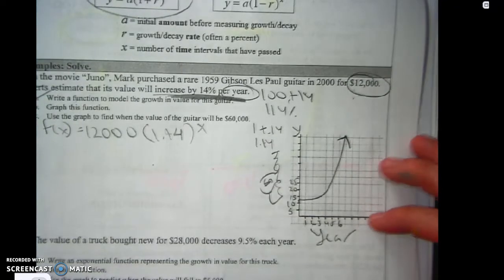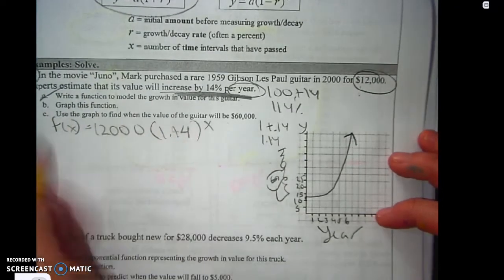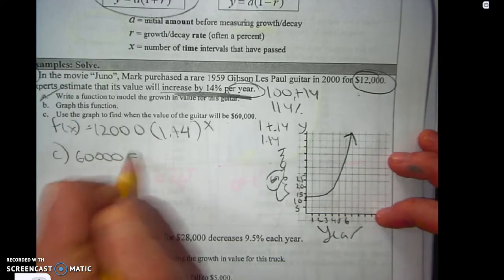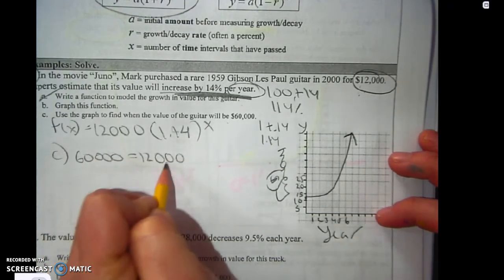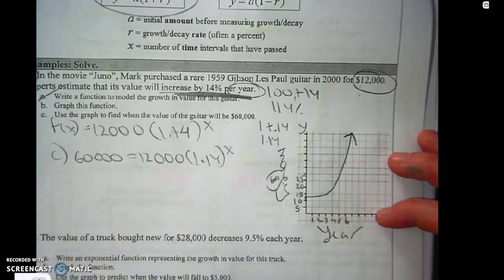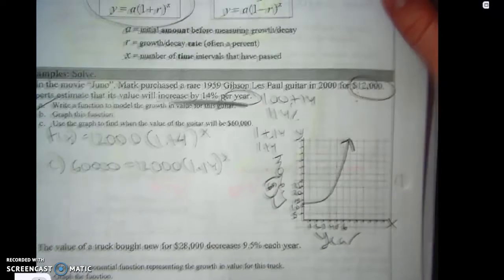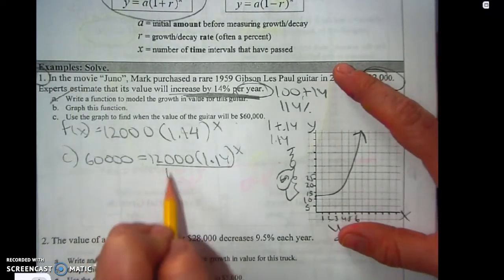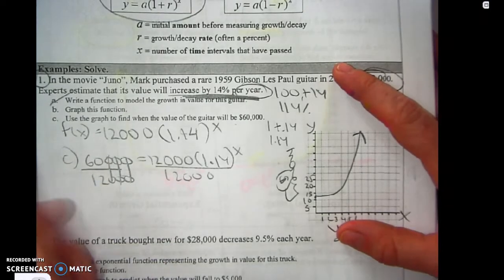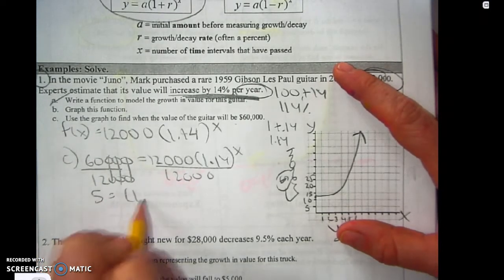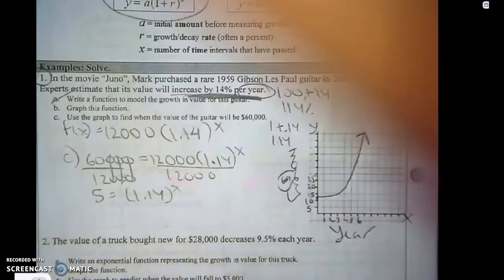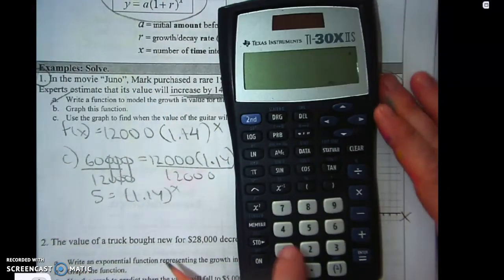All right, letter C, figure out the value when it's going to be 60,000. So 60,000 equals 12,000 times 1.14 to the x. So for now, you kind of know how to solve, but only halfway. So you can divide by 12,000, and you get 5 equals 1.14 to the x. You don't know how to use logarithms yet, so what you're going to have to do is just guess.